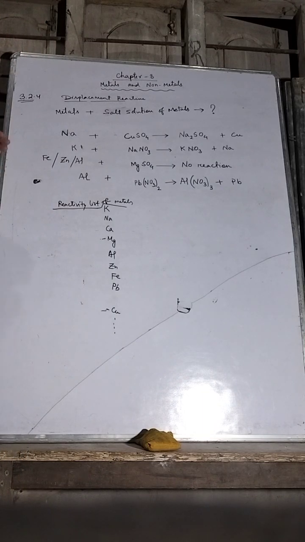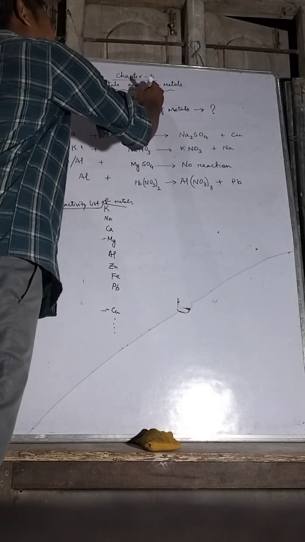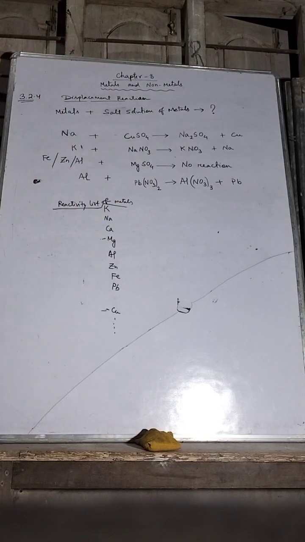Clear? So this is how a metal reacts with a solution of other metal's salt. So a metal reacts with a solution of other metal salt by which reaction? Displacement reaction. Clear? So note it down.